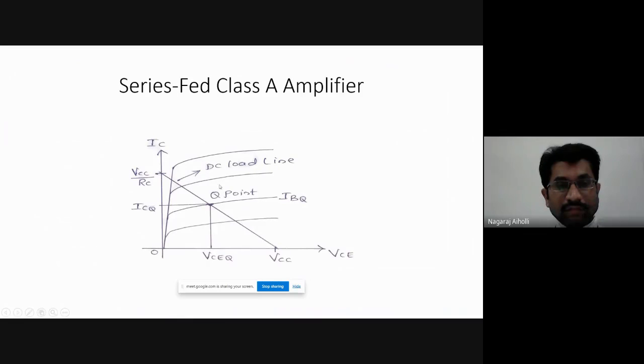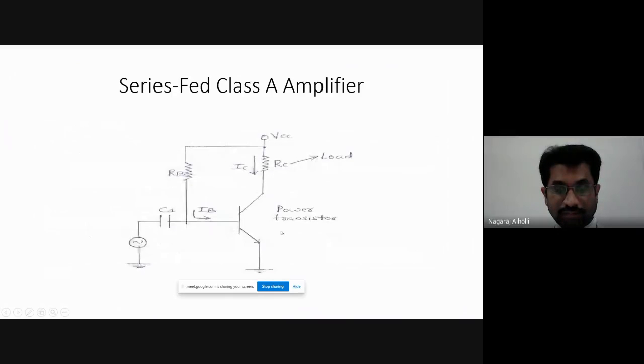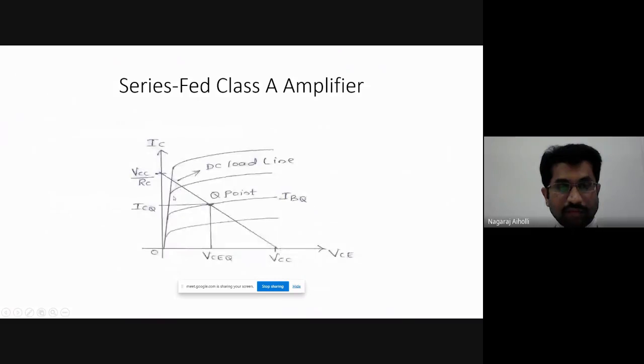Now this is the graph which is the output characteristics of the transistor. The output characteristics is the plot of collector current to collector to emitter voltage, that is, IC versus VCE for different values of base current.